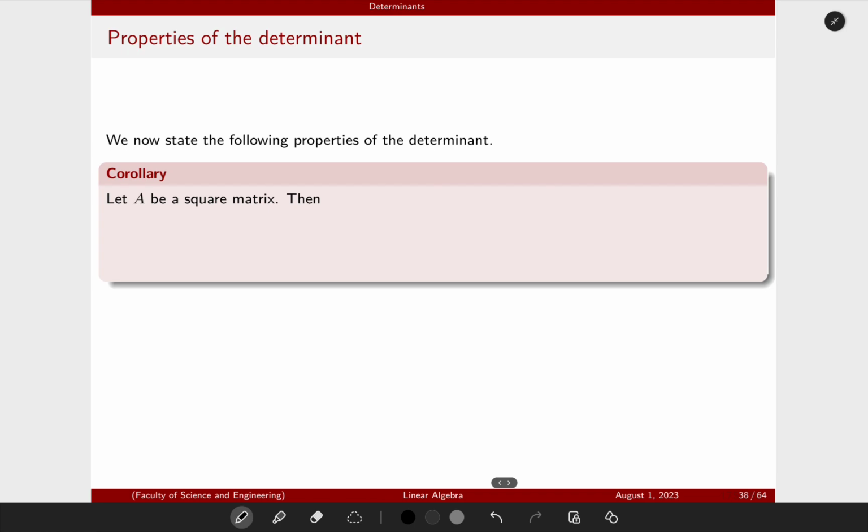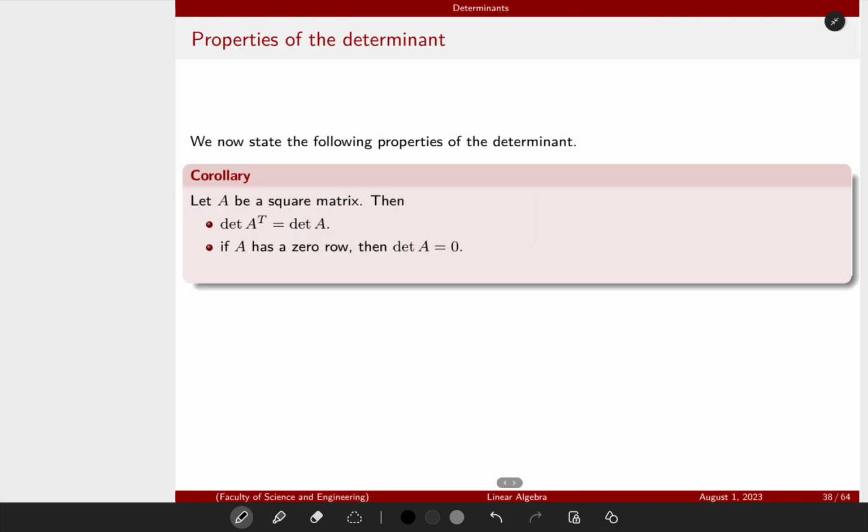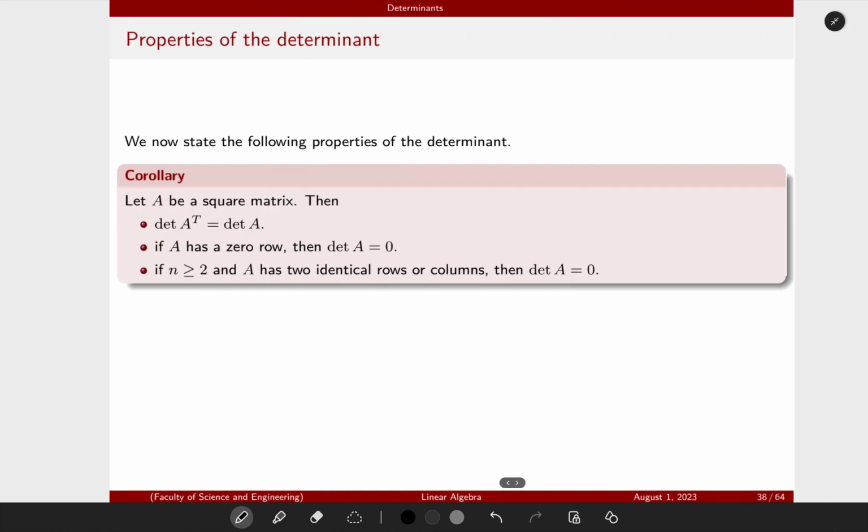So first, let A be a square matrix. Then the determinant of A transpose is the determinant of A. If A has a 0 row, then the determinant of A is 0. This you can understand by the freedom that we have in choosing our cofactor expansion. If we choose to cofactor expand along the 0 row, then everything is multiplied by 0, and added up, it will just be 0.